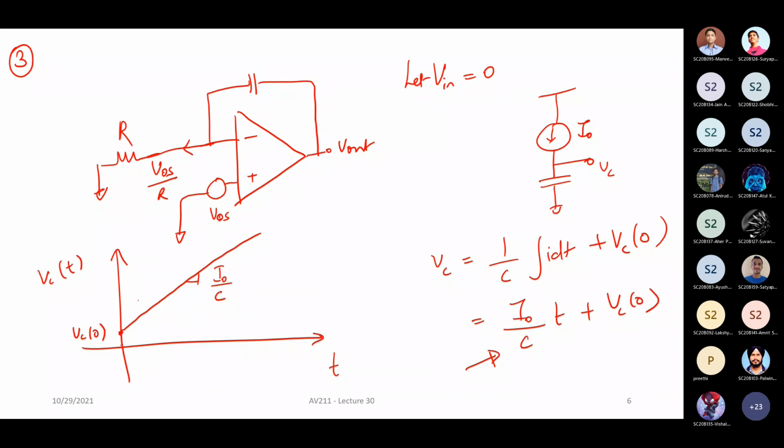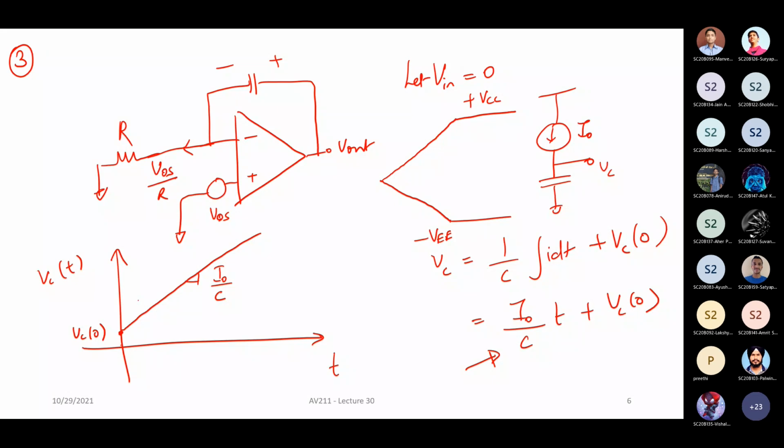So basically what will happen here is there is a current which is going in this direction, so the capacitor will get charged in this particular direction. Now the output will start rising. And finally, it cannot rise indefinitely. It will reach plus VCC. Now in case VOS has the opposite polarity, it can start from here, go down, and then reach minus VEE. So this is how your integrator will look if you do not do anything.